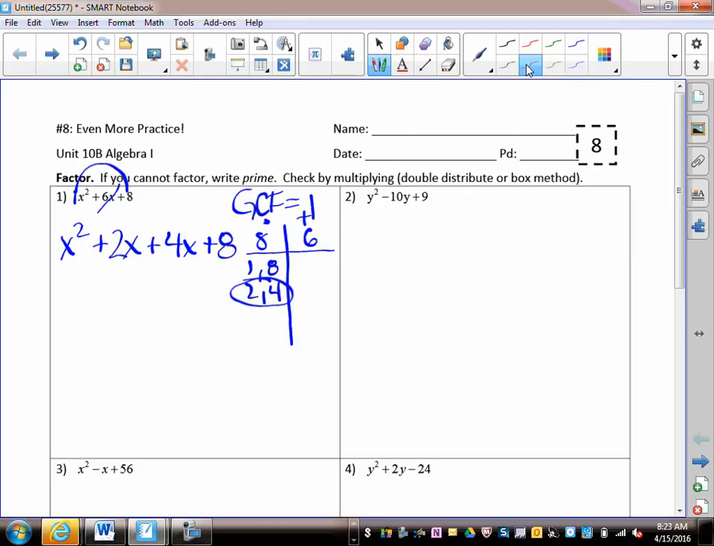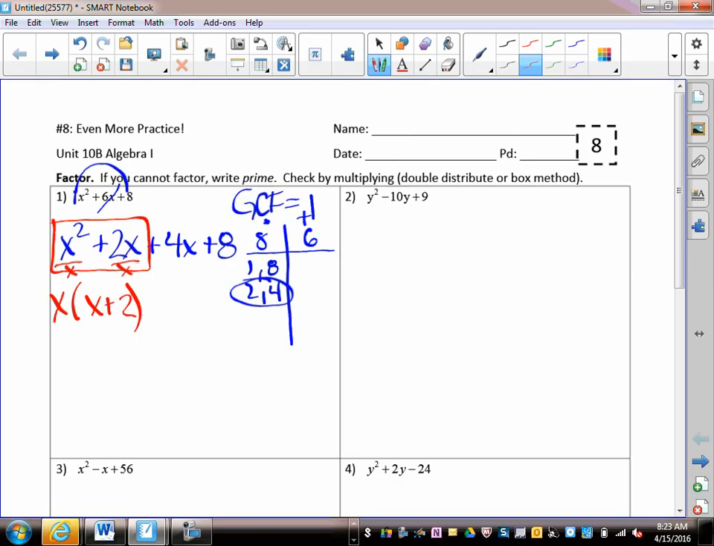Did you finish this one? Good. Finish it. Okay. And if it helps you out, go ahead and write the division here. Very good. So I have x plus 2 left behind.